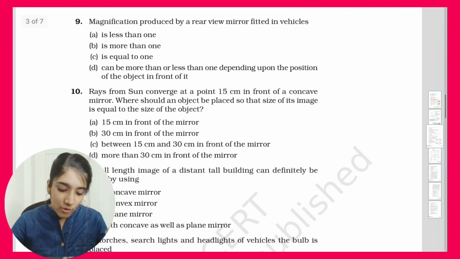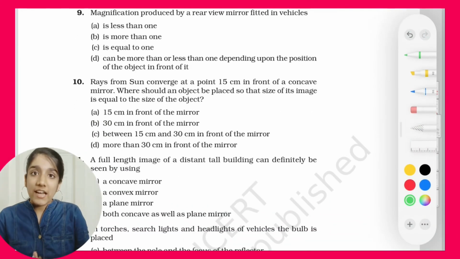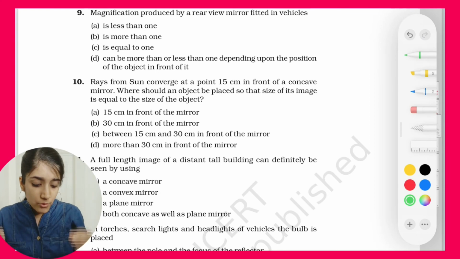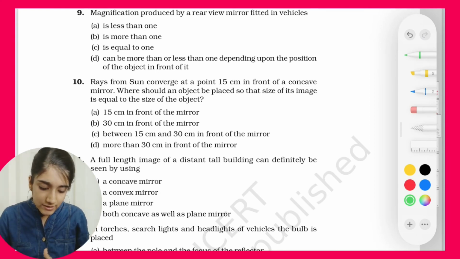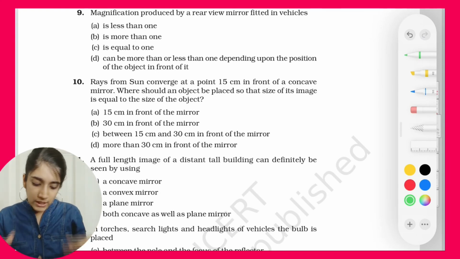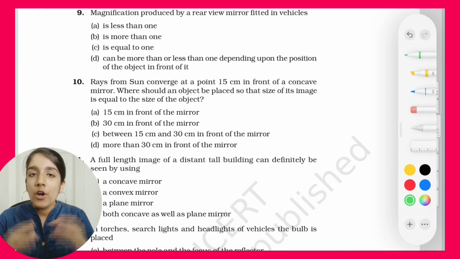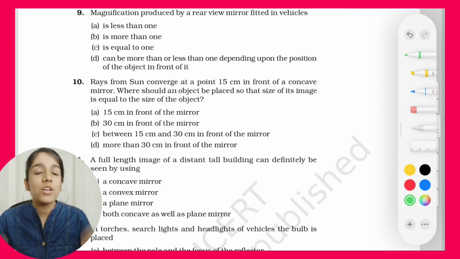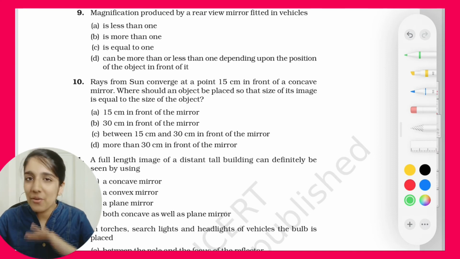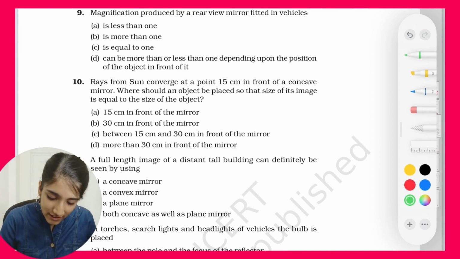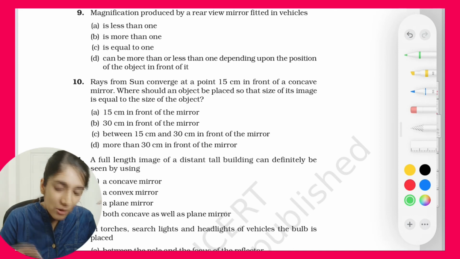Now let's move forward with the 9th question. The 9th question says: magnification produced by a rear view mirror fitted in vehicles is less than 1, more than 1, equal to 1, or can be more than or less than 1 depending upon the position of the object in front of it. If you remember, the mirror which we used as a rear view mirror was a convex mirror, which always made a virtual and diminished image. Diminished image means the magnification was always less than 1, right? So we can say that the correct answer is option A.